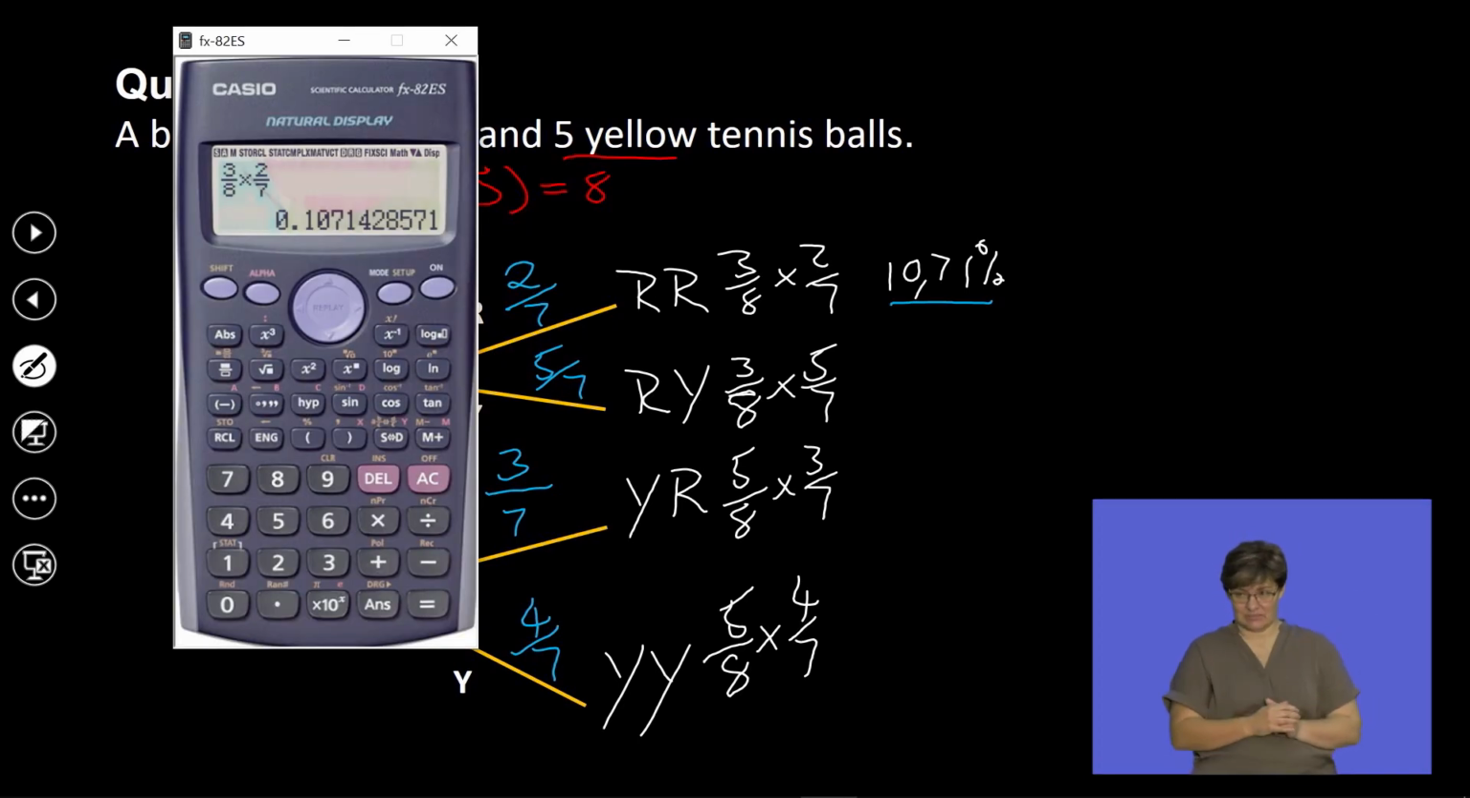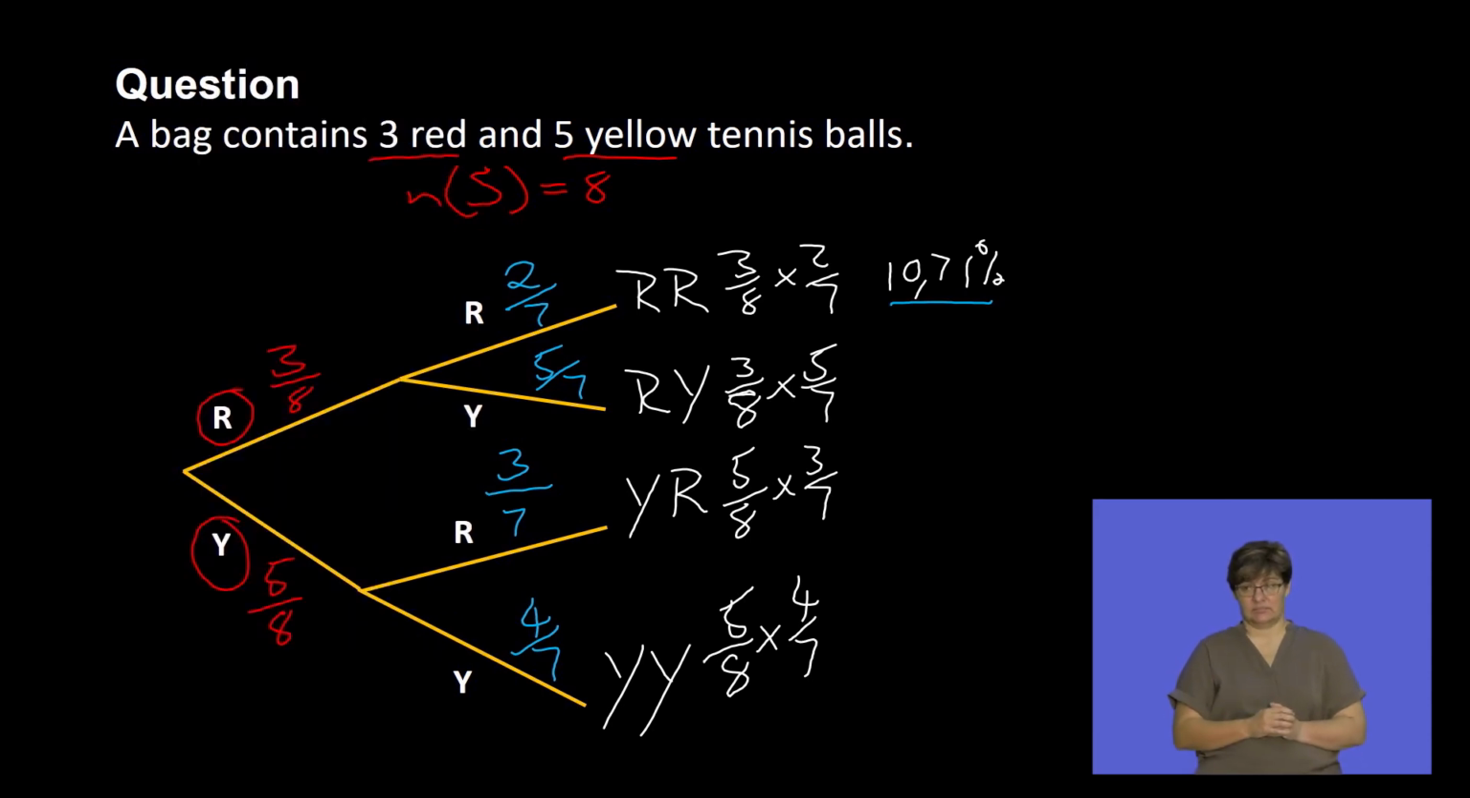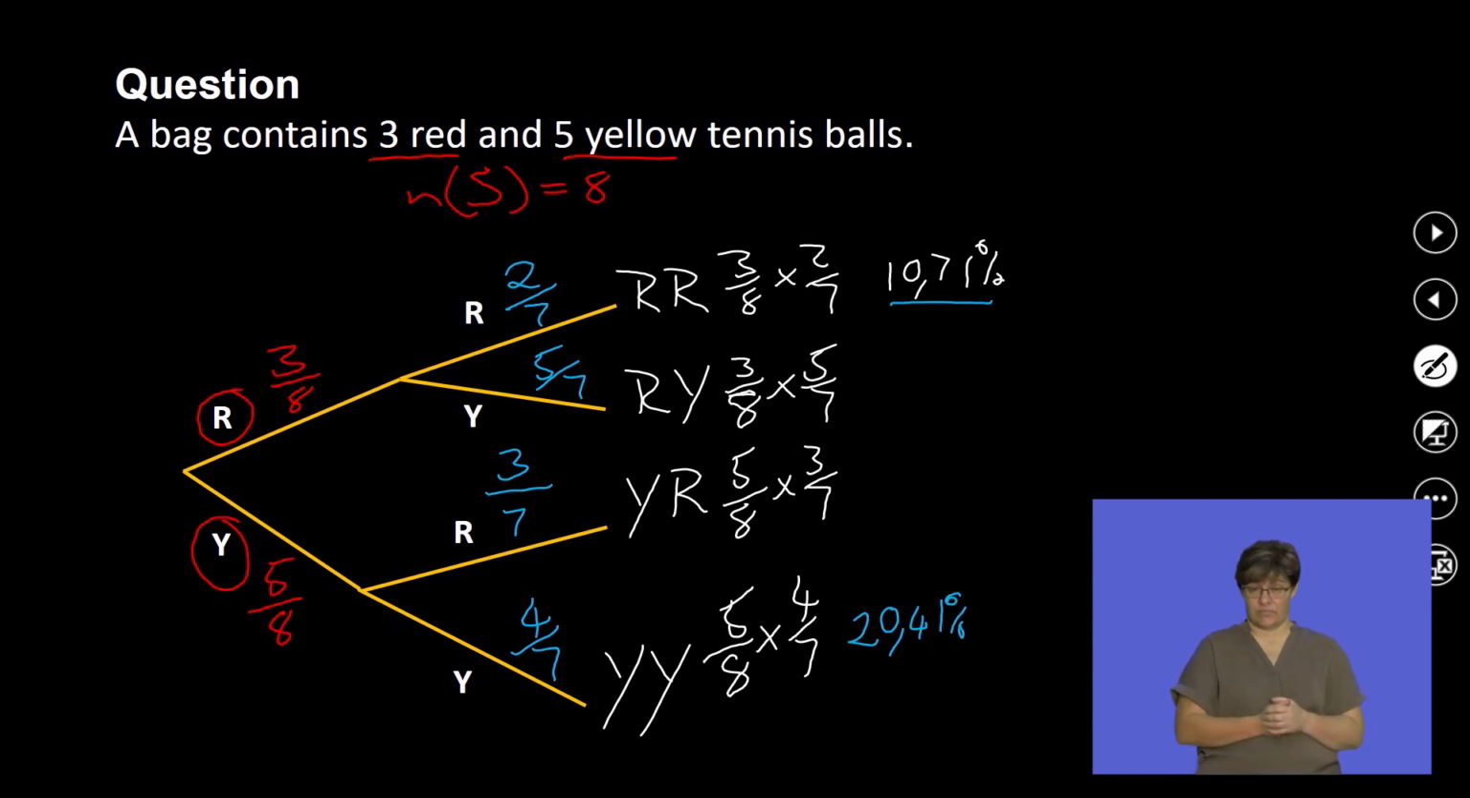So again, we've got the first one. Let's do the second one, which was 5 out of 8. 5 divided by 8. And I'm going to get the decimal fraction. I'm going to multiply that by 4 divided by 7. And we get an answer that as a decimal is 20.41%. So in terms of my decimal, 20.41%.